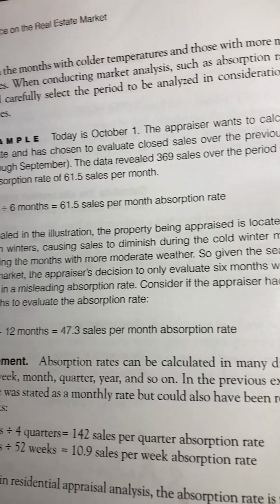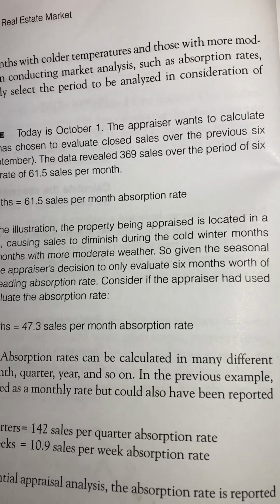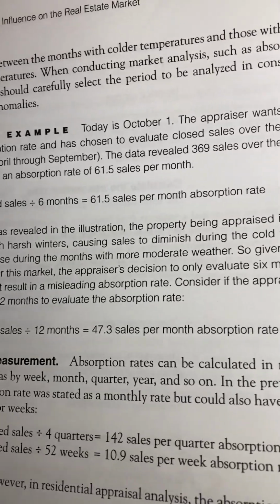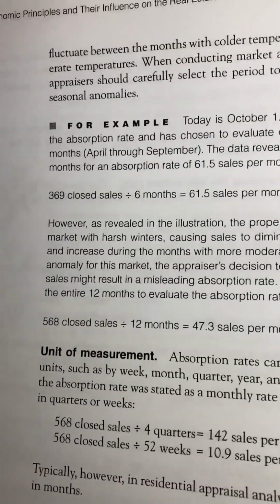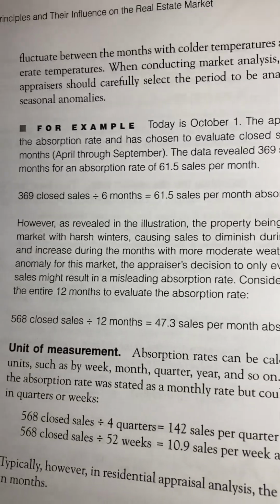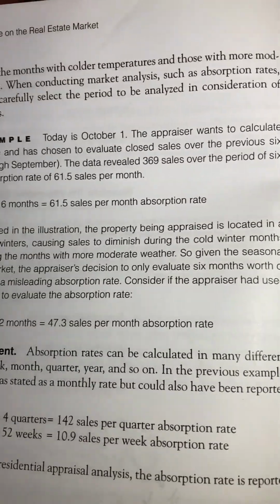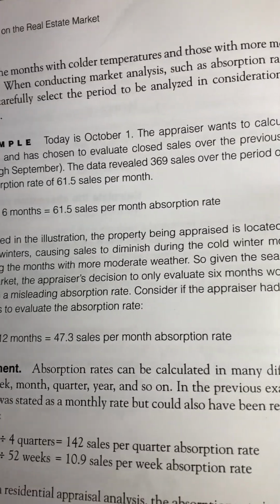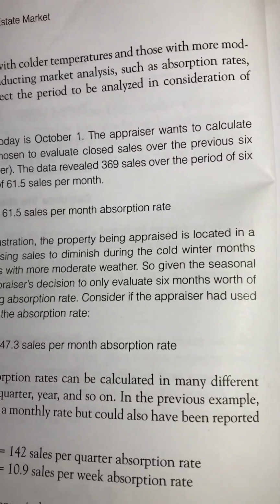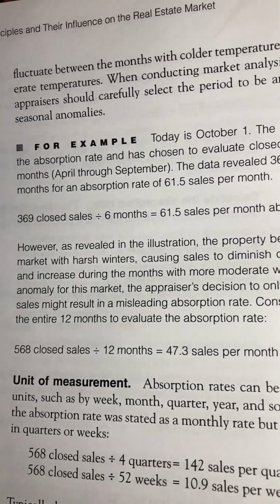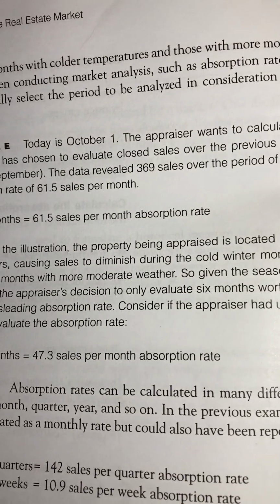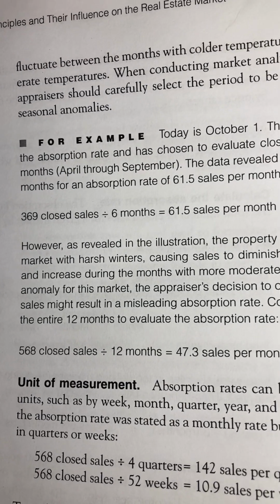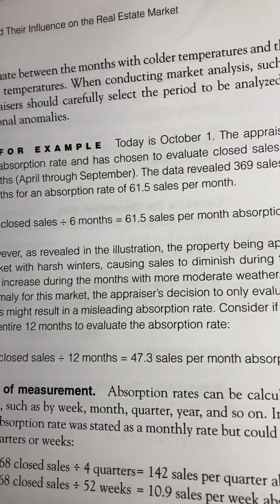When conducting market analysis, such as absorption rates, appraisers should carefully select the period to be analyzed in consideration of seasonal anomalies. For example, today is October 1st. The appraiser wants to calculate the absorption rate and has chosen to evaluate closed sales over the previous 6 months, April through September. The data revealed 369 sales over the period of 6 months for an absorption rate of 61.5 sales per month.